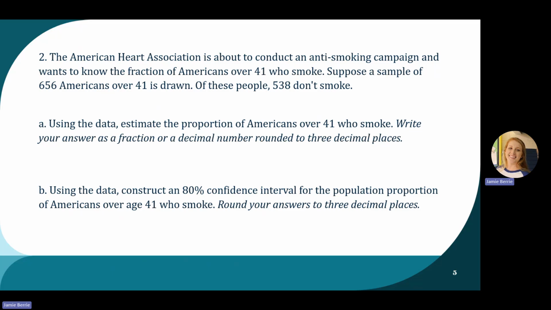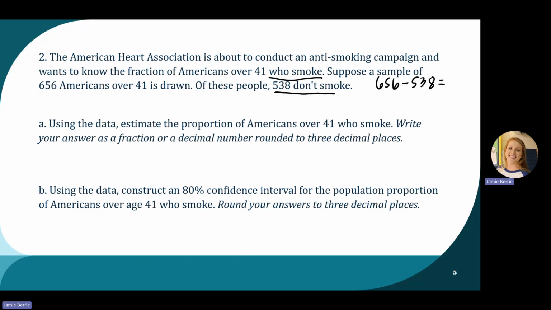Of those, 538 don't smoke. All right, so this one's kind of tricky. They want to know the proportion of Americans over 41 years old who do smoke. This is how many don't smoke. So we need to do 656 minus 538 to figure out the number of people who do smoke.